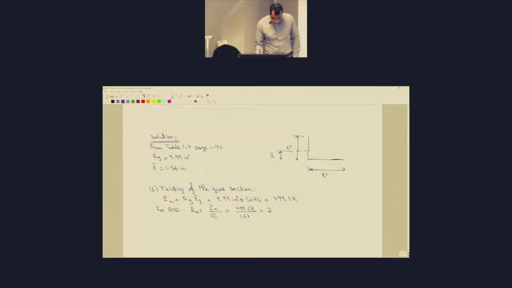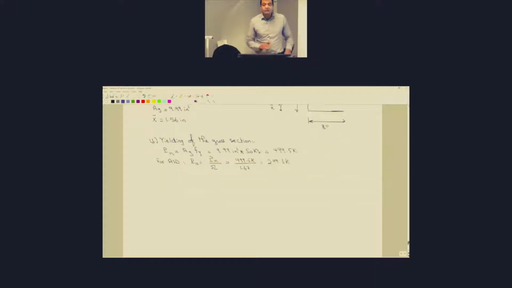So that's going to be 299.1 kips. So that's the maximum or the ultimate or the allowable load, okay? The load is not expected to be more than this, including this factor of safety. And then you should check for the fracture of the critical section.